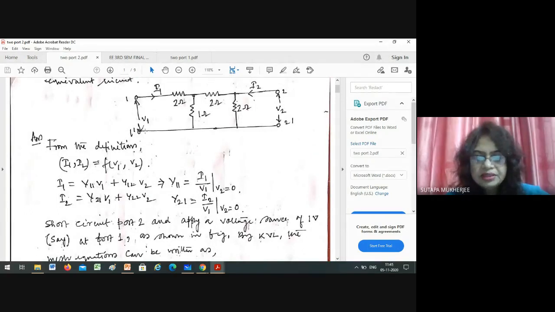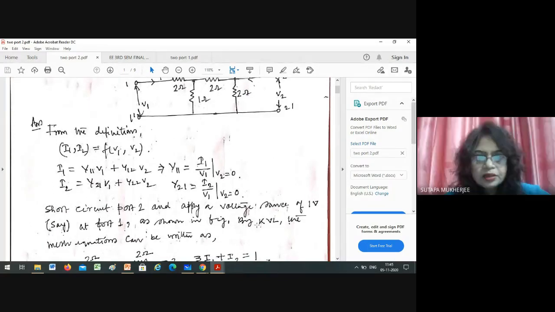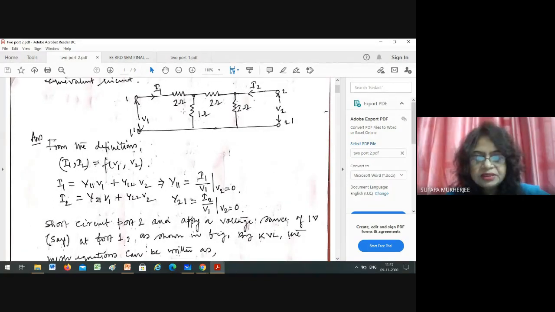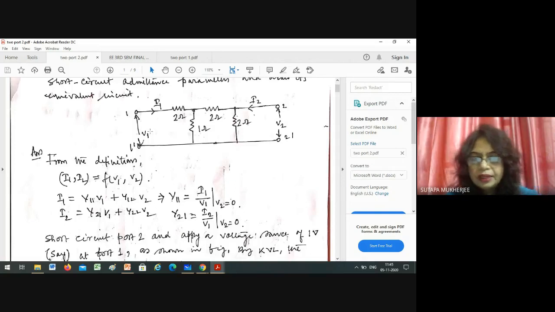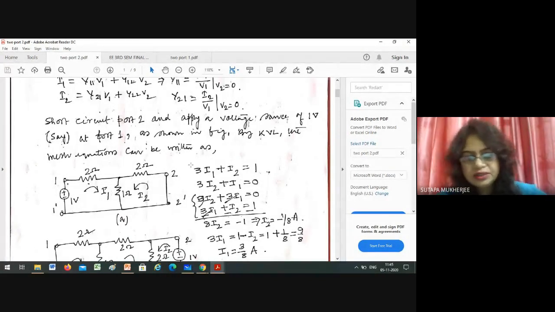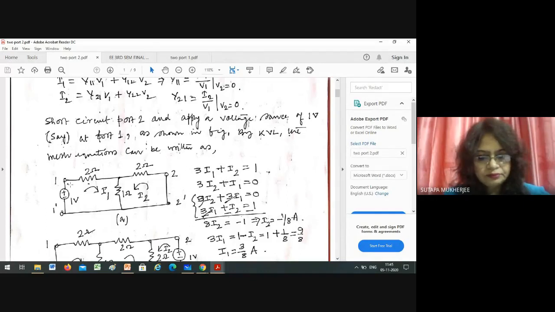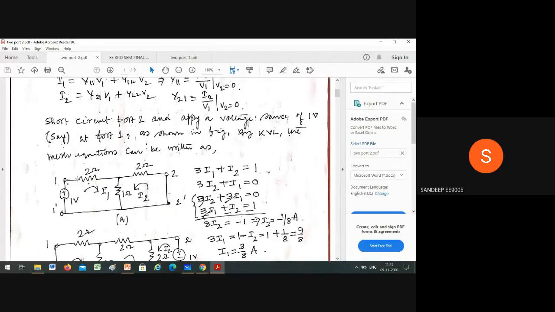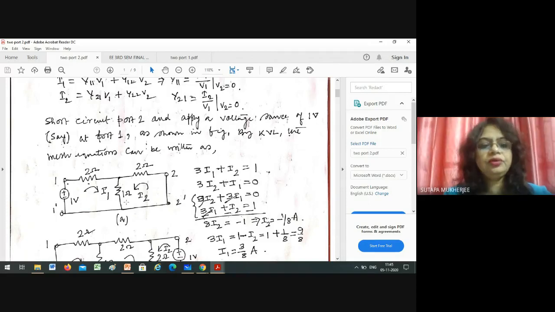Do you remember all these things, what you have done in the Z parameters? So what is the equation you will get from this? Tell me, if I short this, what equation will I get? I am sorry, this is shorted. And from this loop, what is the KVL equation? This loop: 2I1 plus 1 into (I1 plus I2) equals 1.